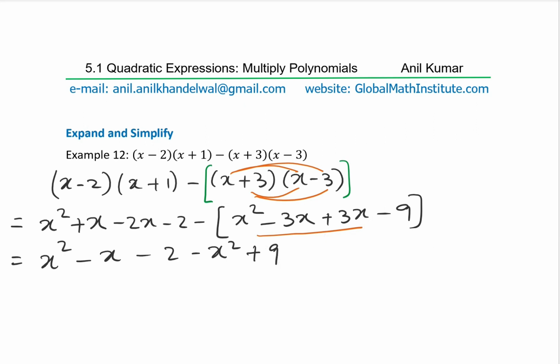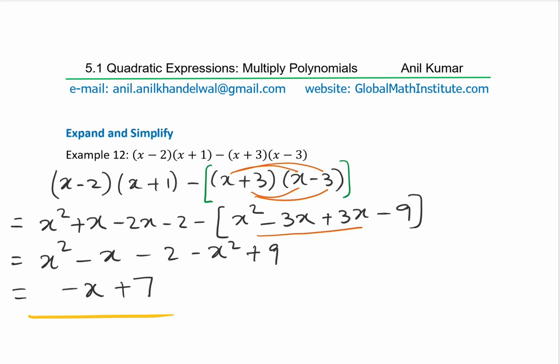Now combine the like terms. When you combine the like terms, what do you get? Well, x squared minus x squared is 0. You get minus x, and minus 2 plus 9 is plus 7. So you get a linear result. So when you multiply even binomials, it is not necessary that the answer will be a binomial. Does that make sense to you? So this is a very important note for you.